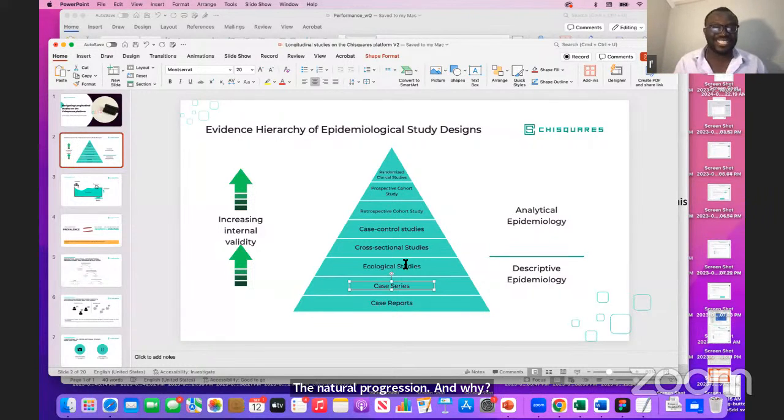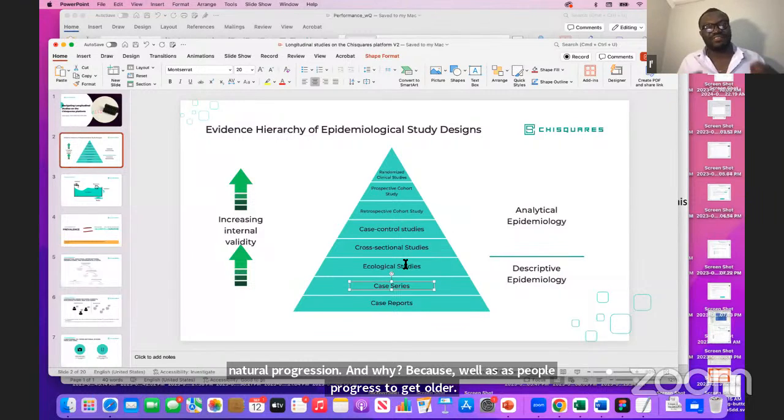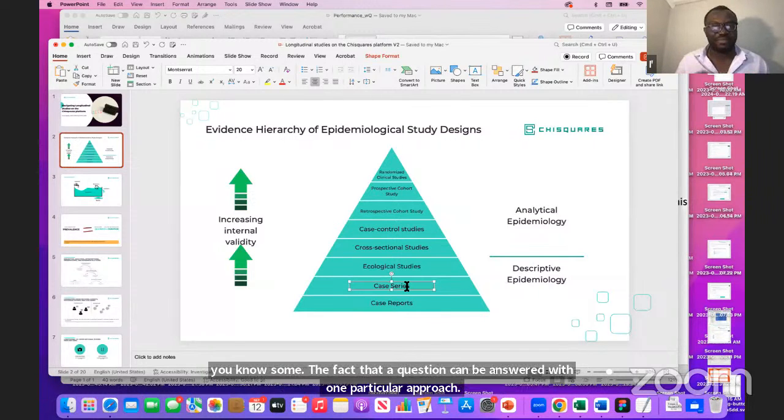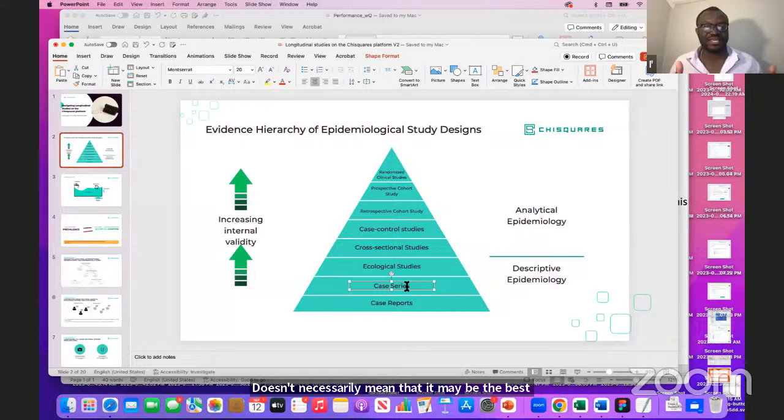And so that's not the best use case for a cohort study, right? That's why we have case series. That's why we have registries. That's the whole reason why we design registries, to see how, as time changes, the natural history of a disease progresses, because here we're interested in the interaction between time and many other things. So again, the fact that a question can be answered with one particular approach doesn't necessarily mean it is the best approach to answer it with.